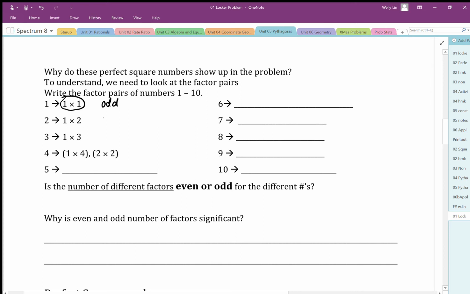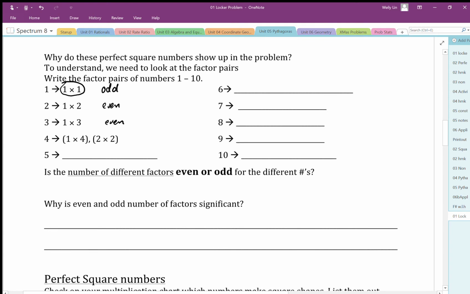Here, 1 and 2 is a factor pair, so it's an even number. Even with 3, there's an even number here as well. And with 4, we have an even pair here, but this pair gets counted as only 1, so we end up with, again, an odd number. So our perfect squares give us an odd number of factors.